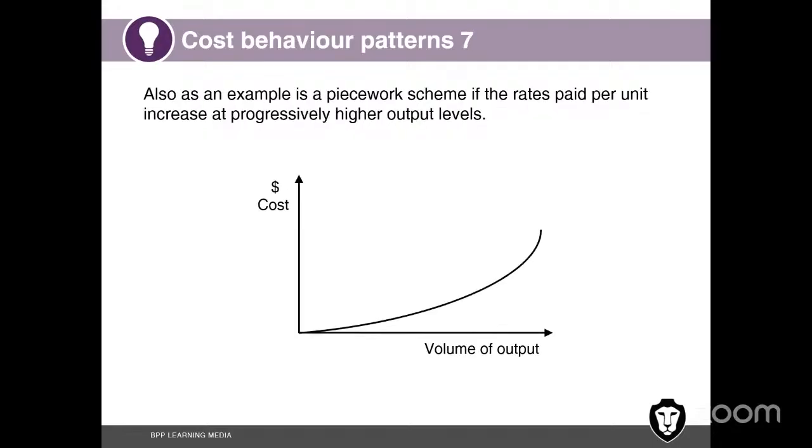Why would it be curving up? It's because, yes, it's variable up to a certain point, but then you start giving people an incentive. So probably you're giving somebody $5 per unit to produce, but if they produce over 100, you start giving them $6 because you want to incentivize and motivate them. So the variable cost per unit increases. When you see it going down, it might be based on a discount or economies of scale. When you see it going up, it might be an incentive you're giving, right? So that people can produce more.